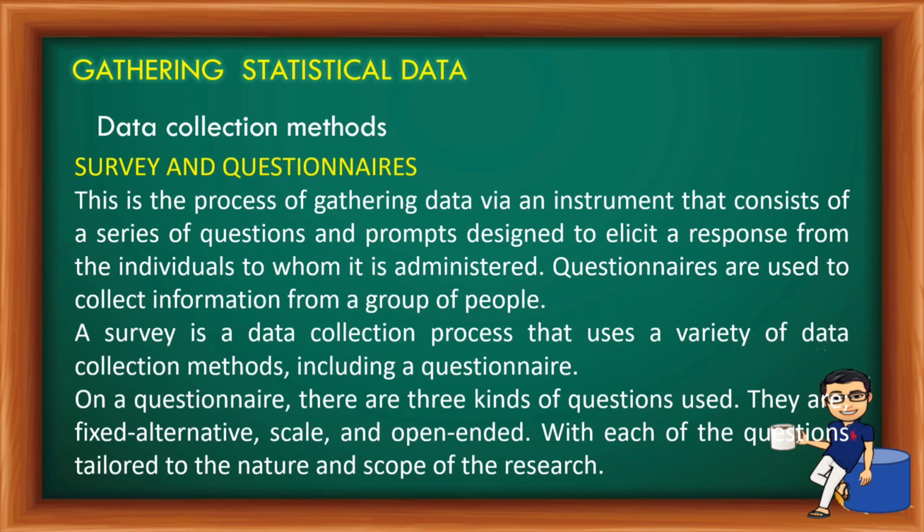Pag sinabi nating fixed alternative question, ito yung tulad ng multiple choice question. Syempre, pag sinabi naman natin scale, yan yung may 5, 4, 3, 2, 1. Sa checklist, i-check mo lang kung 5 ba ang opinion mo dito, or 4, or 3, or 2, or 1. Then the other one is open-ended question. It is just a question na sasagutin lang ng mga i-survey natin. So, that's all about the three kinds of question that we are about to use. Hindi naman natin kung kailan ito ginagamit.